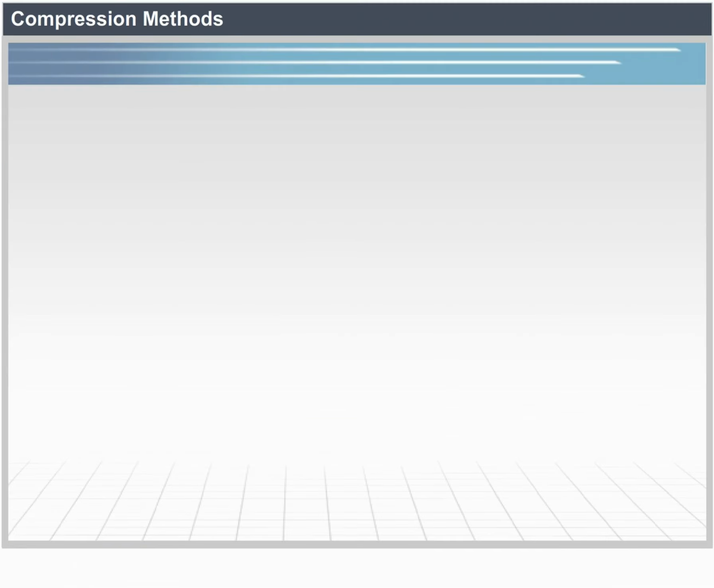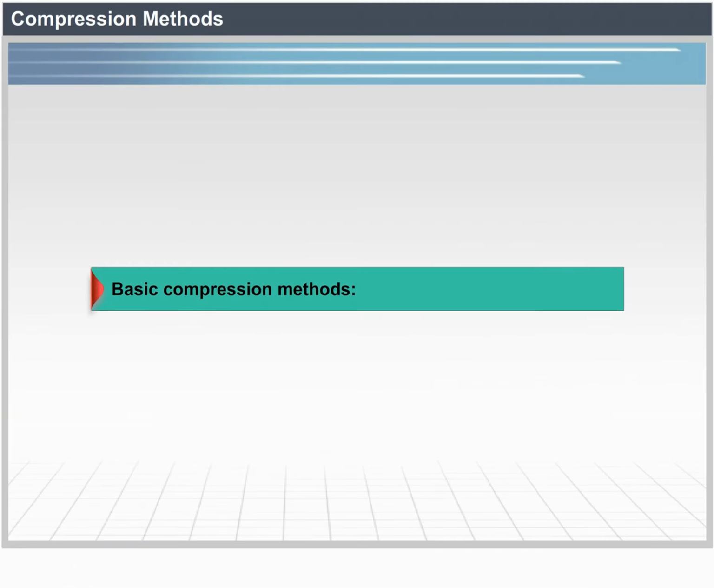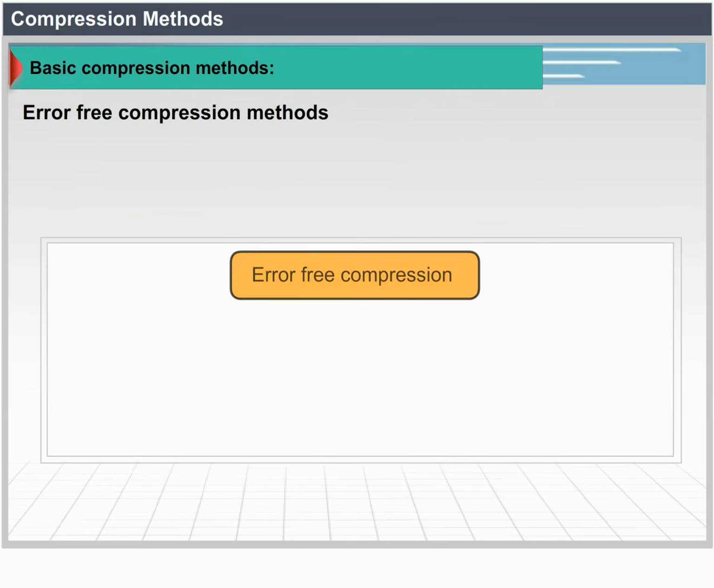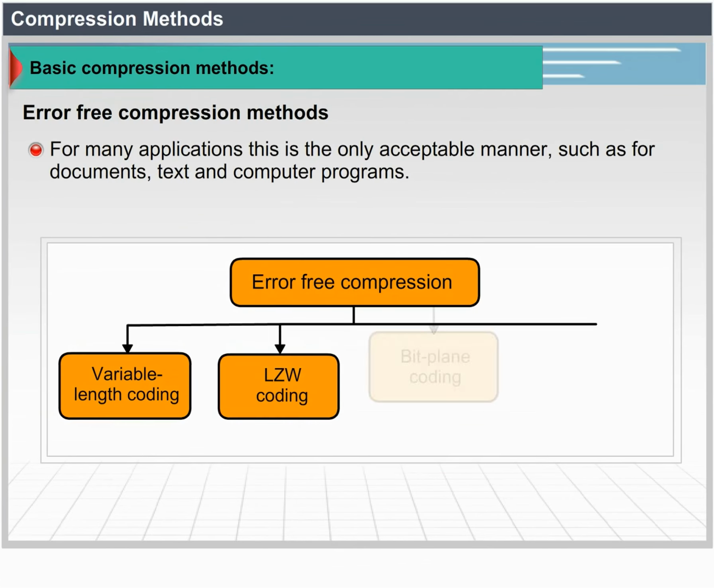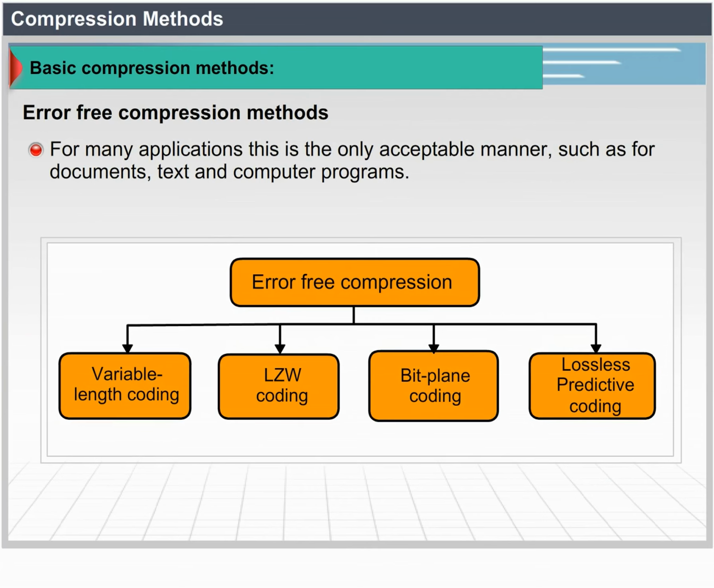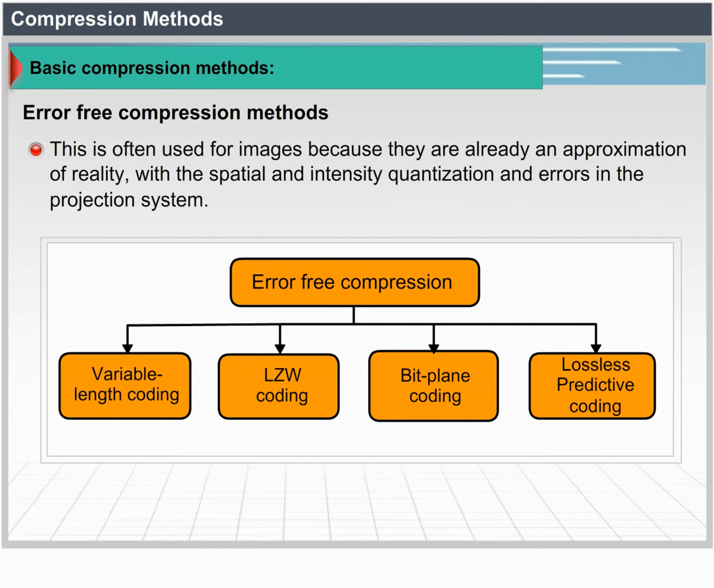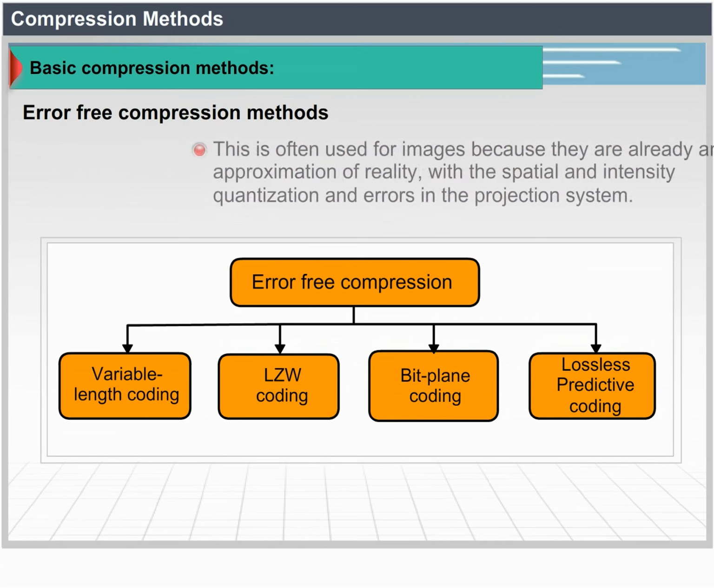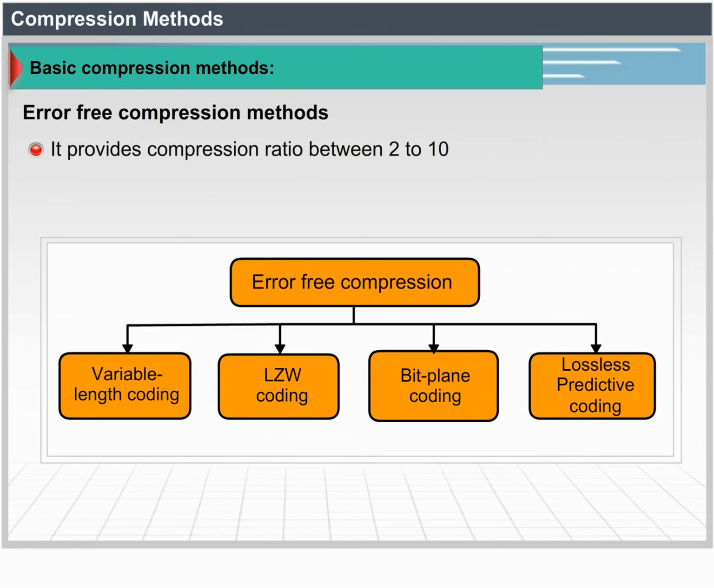Compression methods. Basic compression methods. Error-free compression methods. For many applications, this is the only acceptable manner, such as for documents, text, and computer programs. Lossy compression is often used for images because they are already an approximation of reality, with the spatial and intensity quantization and errors in the projection system. It provides a compression ratio between 2 and 10.